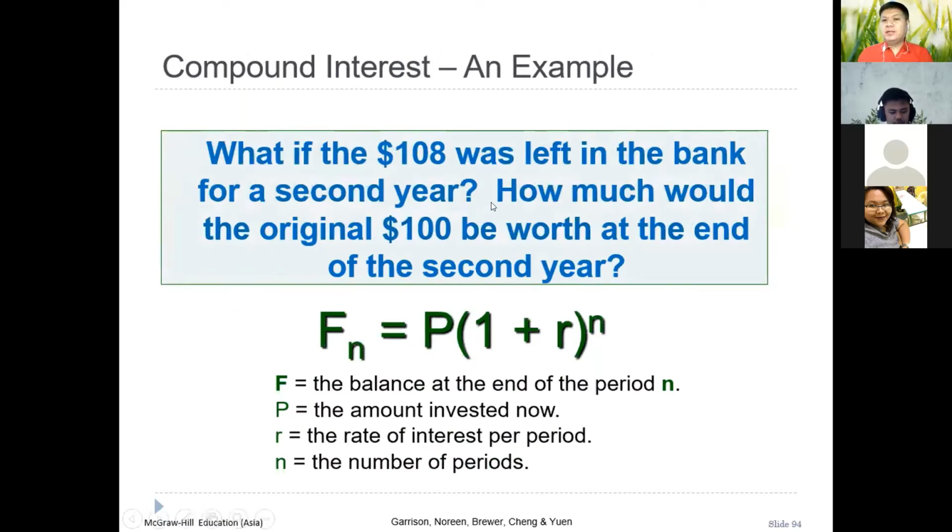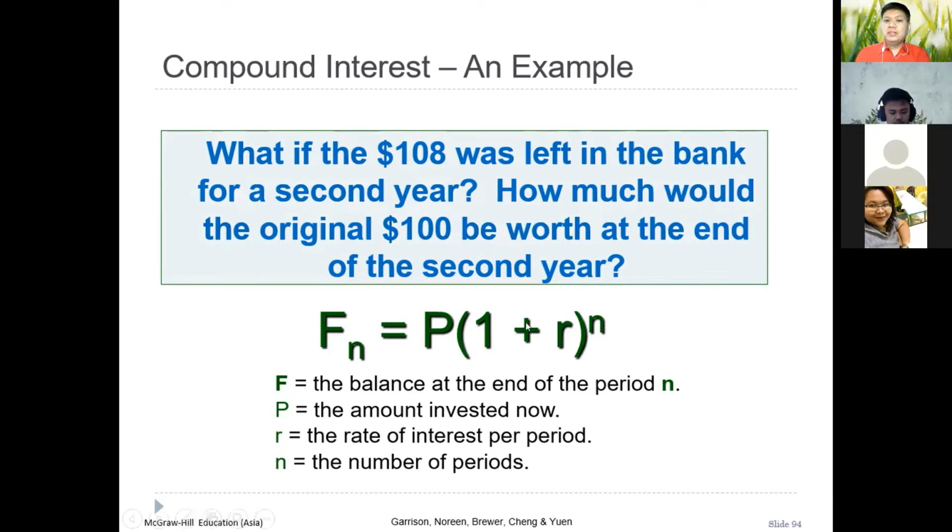What if the 108 was left in the bank for a second year? Now we talk of compound interest. How much would the original 100 be worth at the end of the second year? What do you mean when you compound the interest? That means including the $8 that you earned in the first year, the new balance now is 108, and the $108 now earns interest in the second year.